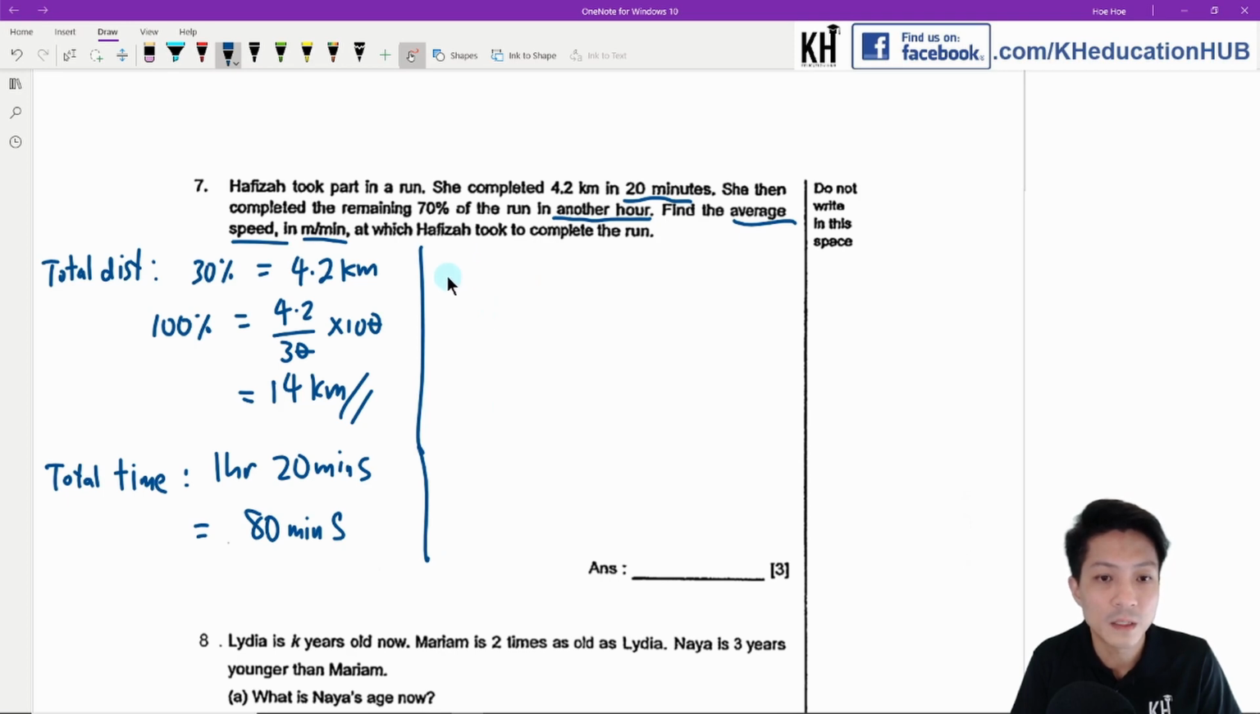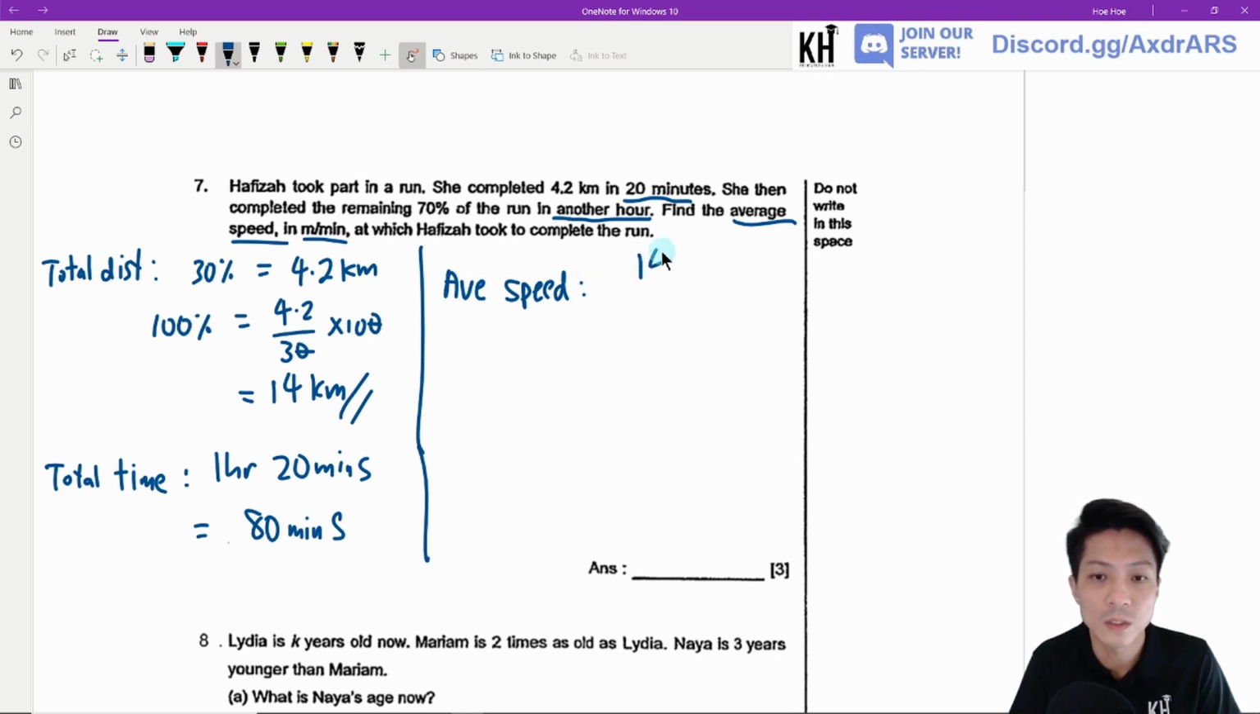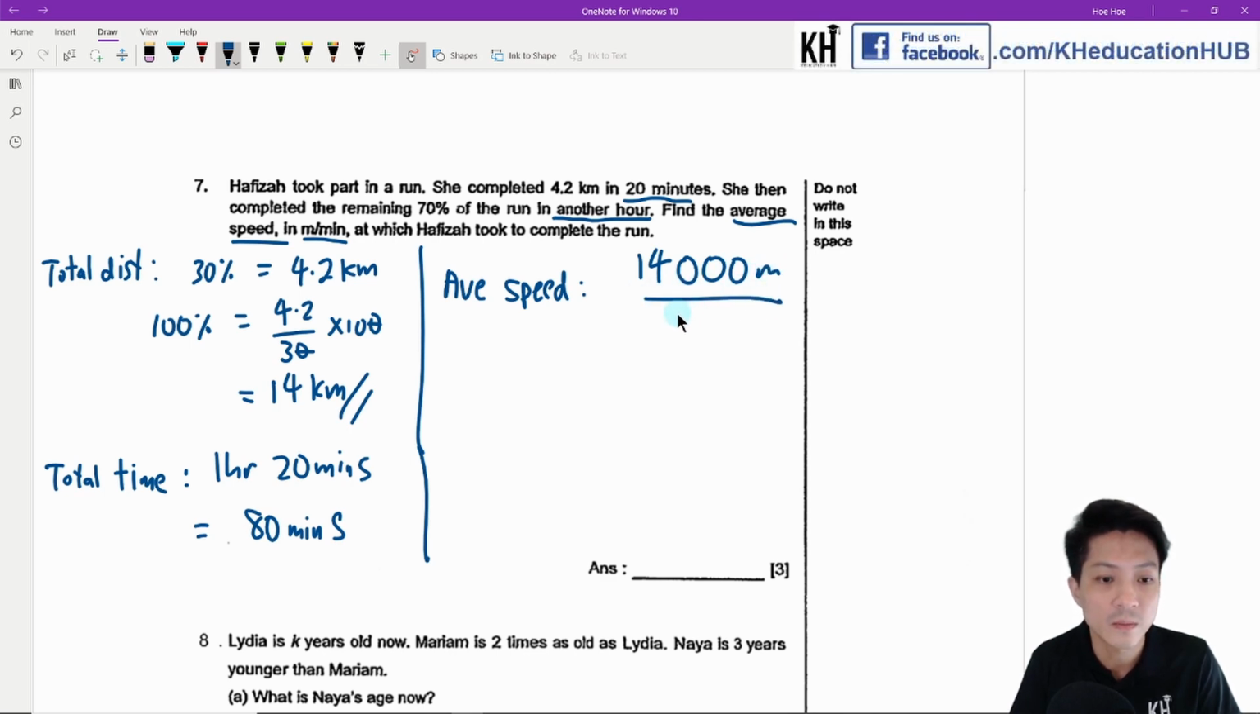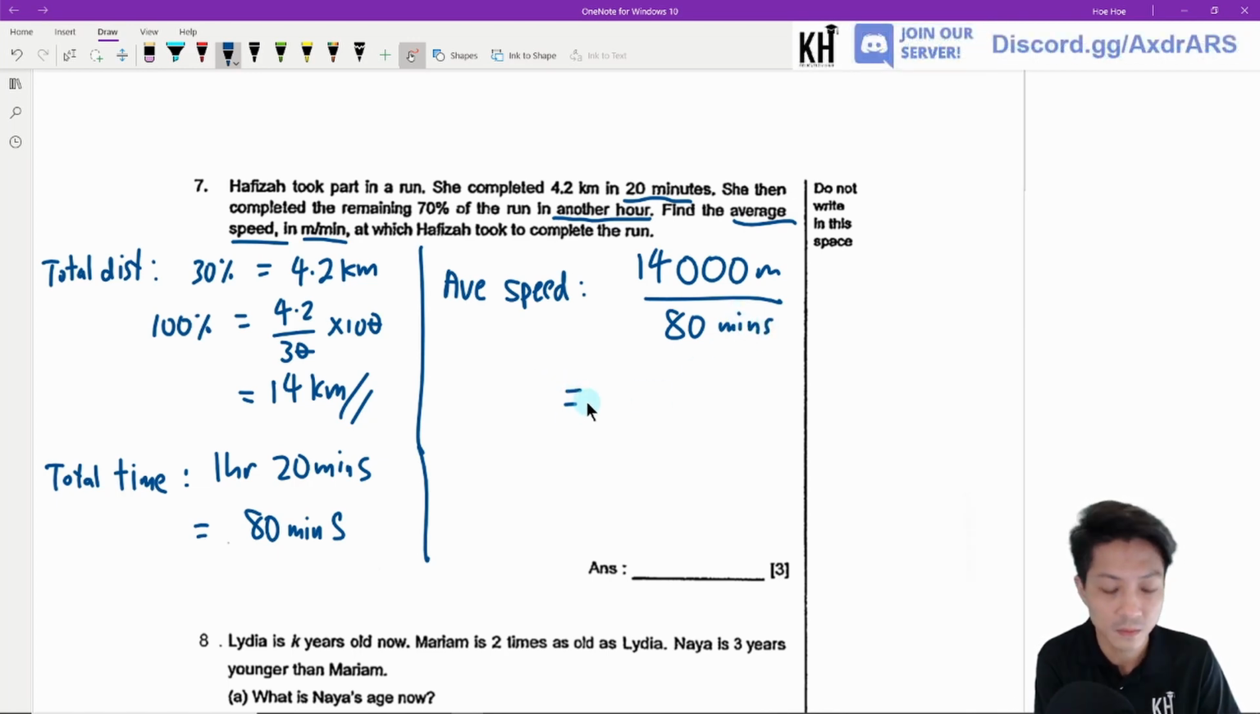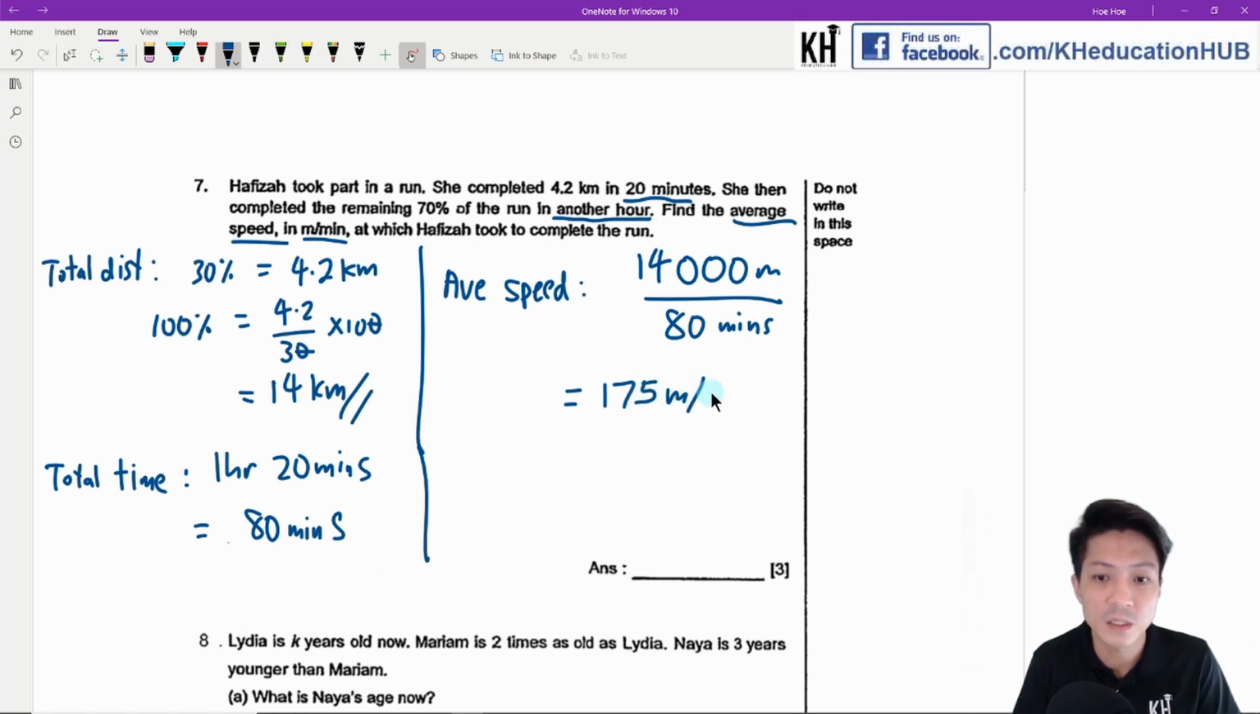Okay, so to find the average speed, okay, I need to use the total distance, which is 14,000 meter divided by 80 minutes. Okay, that will be 175 meter per minute.